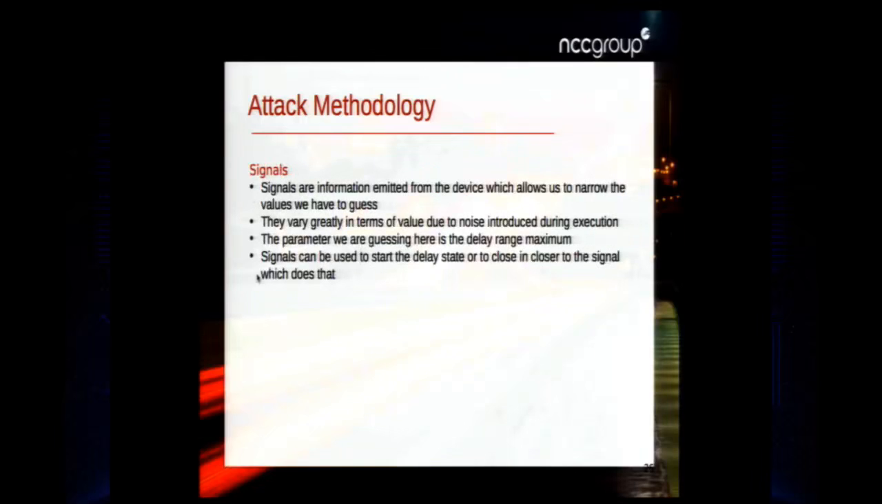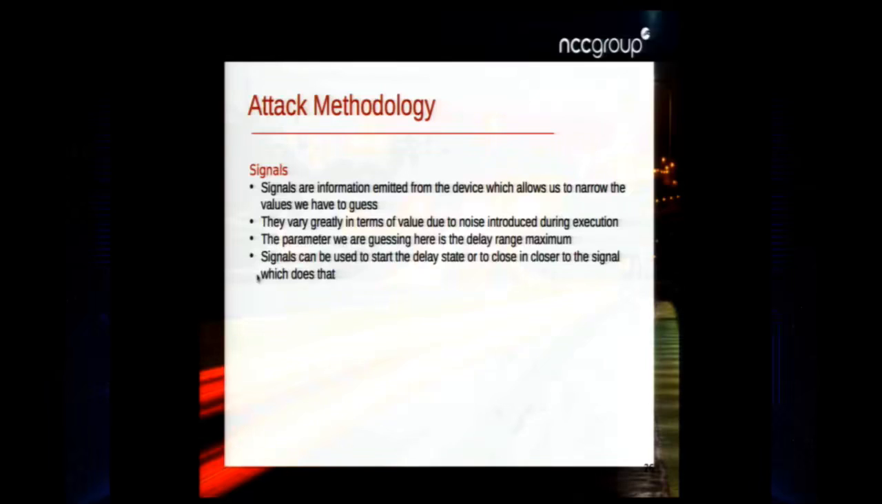So now, with signals: what I mean by signal is information emitted by the device, which gives you a hint about the internal executing state. These signals can vary quite greatly in value because of noise introduced during execution or just the general quality of the signal that you're choosing. The parameter that we're guessing here really is the maximum delay range. I'm going to get more into the glitching parameters a bit later, but we want to make sure that the delay range is as small as possible.